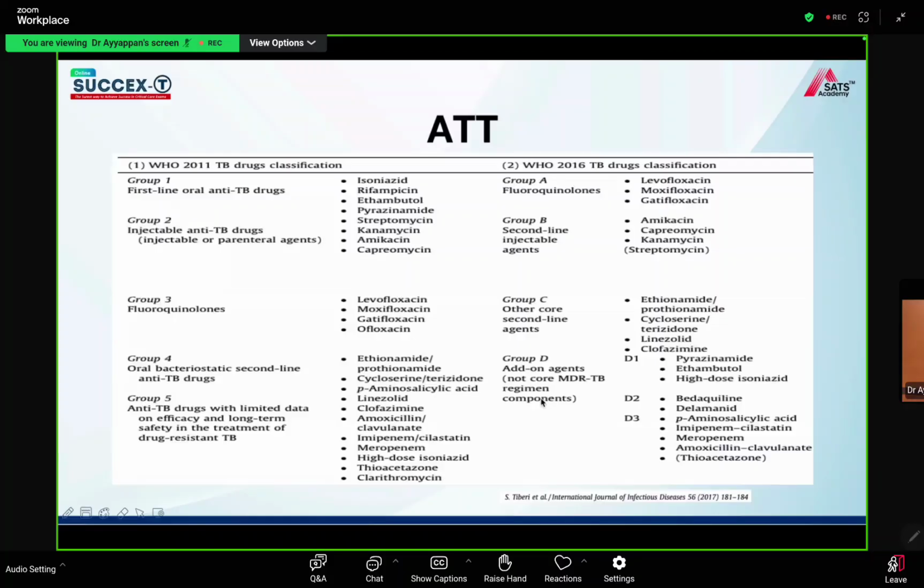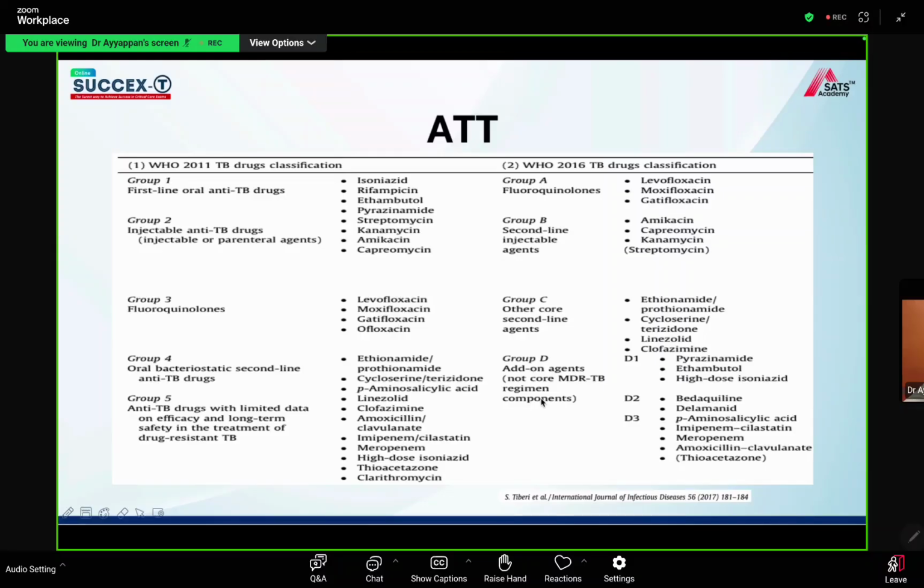So based on this, the ATT has been classified by the WHO. There are two classifications. The older one is the 2011 and the newer one is the 2016. The basis of the 2011 is that they have grouped it into 1 to 5 based on the efficacy, safety, and the evidence. The core group is formed by the first line agents, which we all know: isoniazid, rifampicin, ethambutol, and pyrazinamide, followed by the second line agents, which are the injectables, most often aminoglycosides, followed by fluoroquinolones and the bacteriostatic drugs, as well as group 5.